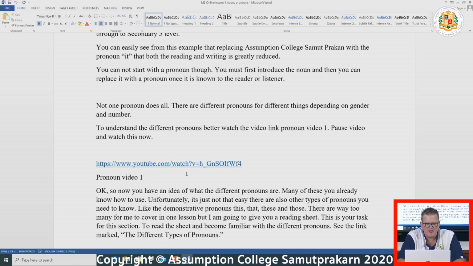Okay, so now you have an idea of what the different pronouns are. Many of these you already know how to use. Unfortunately, it's not that easy. There are also other types of pronouns you need to know, like the demonstrative pronouns: this, that, these, and those. There are way too many for me to cover in one lesson, but I am going to give you a reading sheet. This is your task for this section, to read the sheet and become familiar with the different pronouns. Okay, I'll open that up for you now.